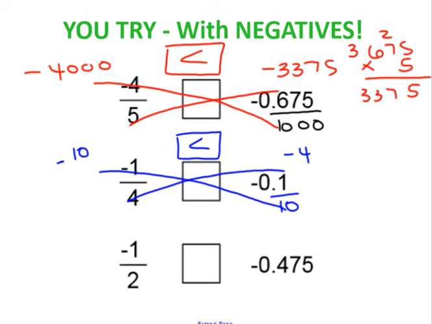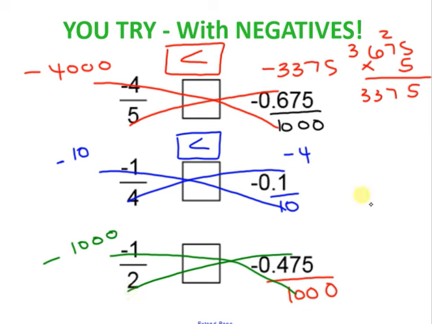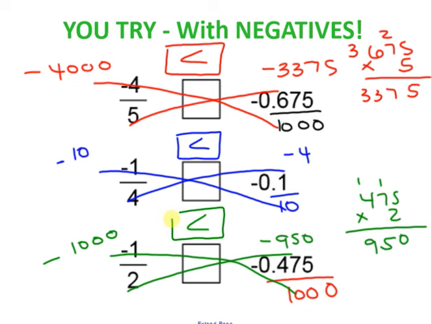All right. Over here we have negative 1/2 and negative 475 thousandths. So 1,000 times 1 is going to be 1,000, but it's negative. And then 2 times 475. 5 times 2 is 10. 2 times 7 is 14, plus 1 is 15. 2 times 4 is 8, plus 1 is 9. So this is going to be negative 950. And then you have negative 1,000 and negative 950. So negative 1,000 is smaller, so it's less than.